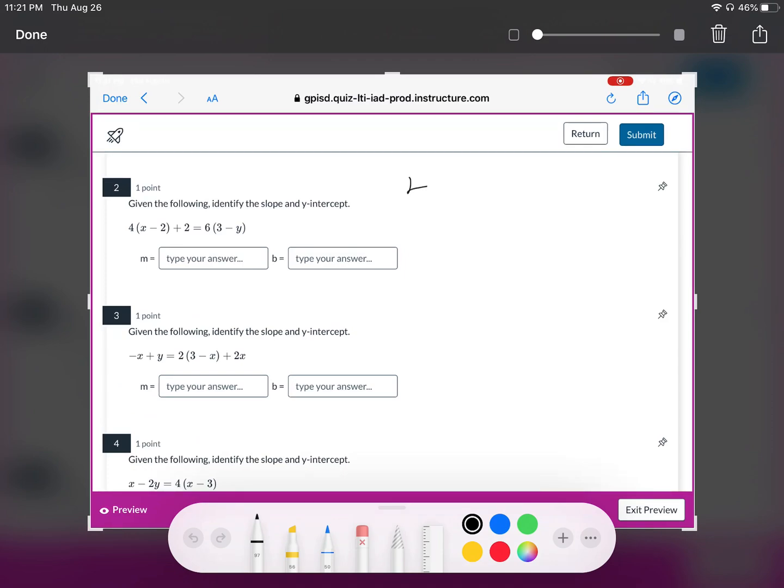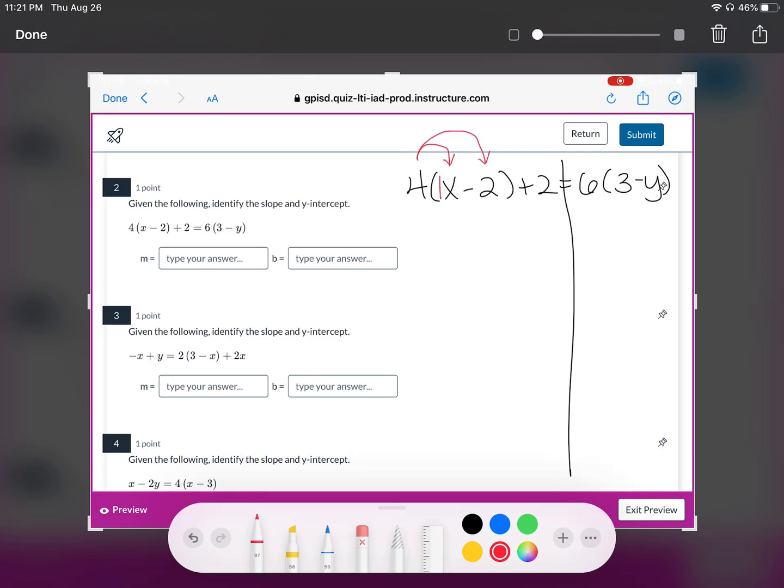All right, number 2. Same 5 steps, different problem. I kind of feel like I've done this one too, but that's all right. First things first, let's draw a line down our equal sign. Step 1 is distribute. We're going to multiply everything outside the parentheses times everything inside the parentheses. And there are my imaginary ones.